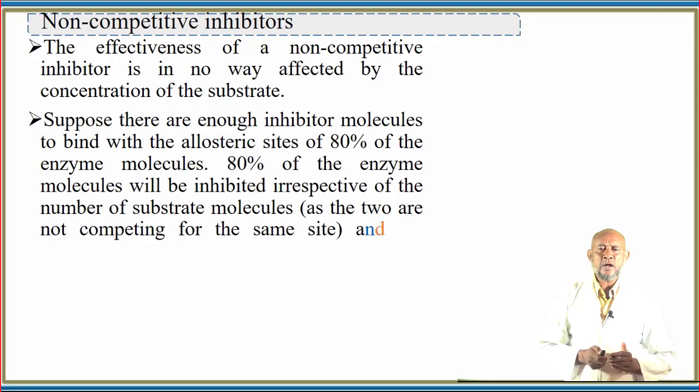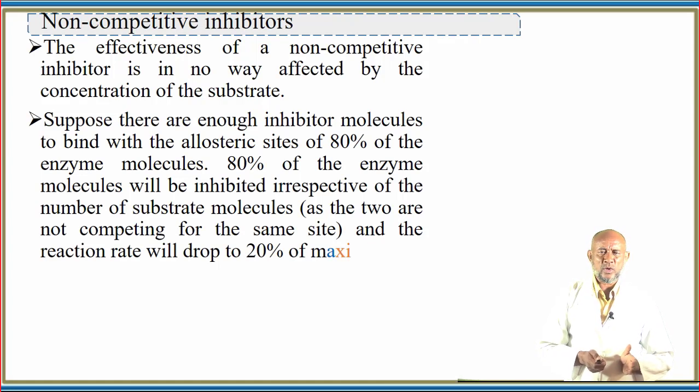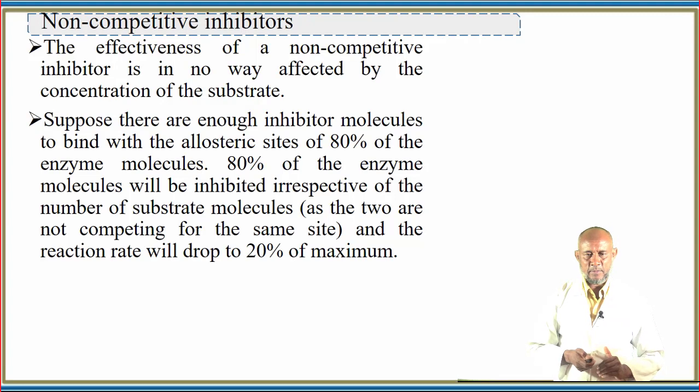Suppose there are enough inhibitor molecules to bind with the allosteric site of 80% of the enzyme molecules. 80% of the enzyme molecules will be inhibited irrespective of the number of substrate molecules, as the two are not competing for the same site, and the reaction rate will drop to 20% of the maximum.